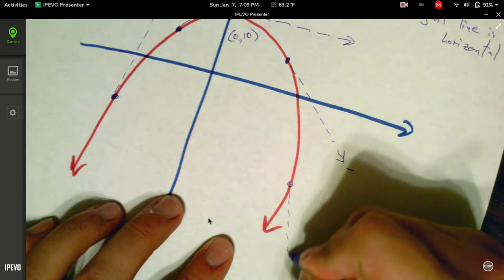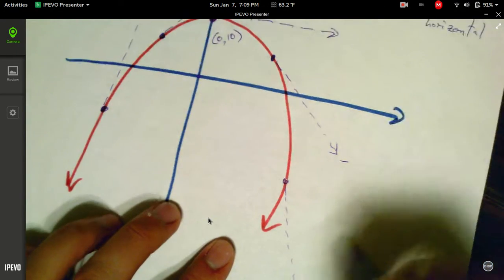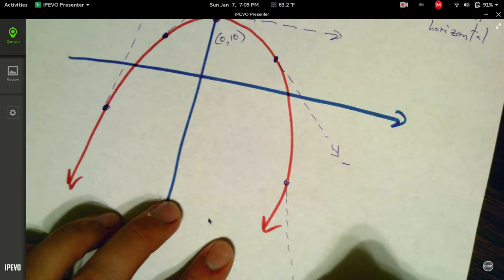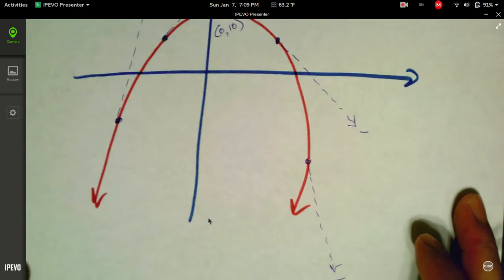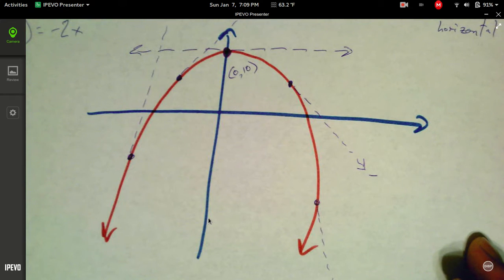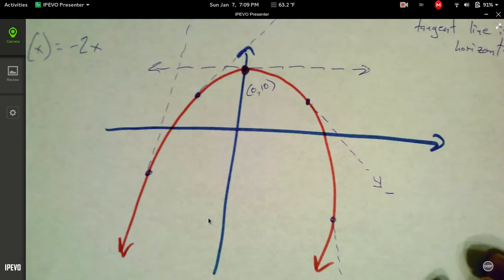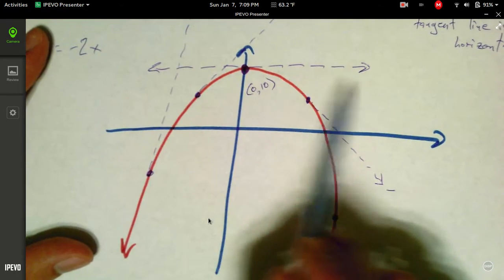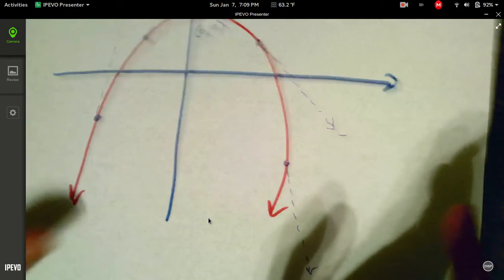Let me draw just a little bit more here. This one too will have a negative slope. So all of those lines have negative slopes. So if we were going to generate a graph of this, the slope of a horizontal line is 0.